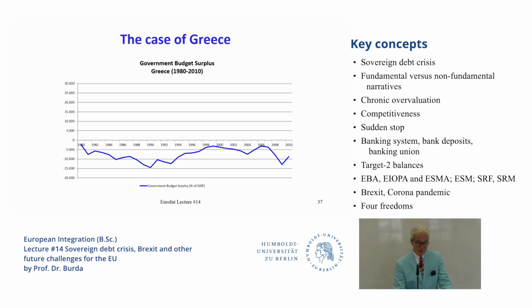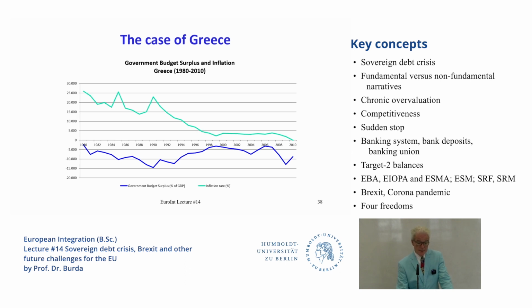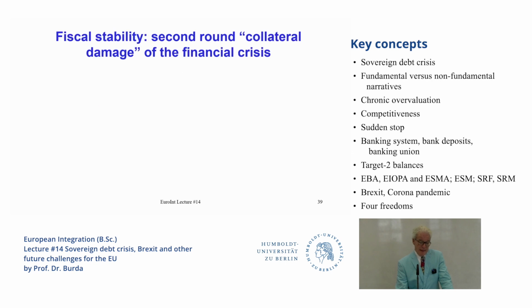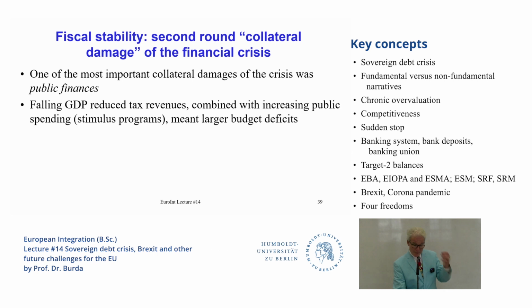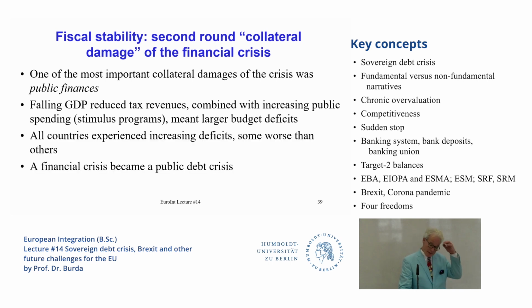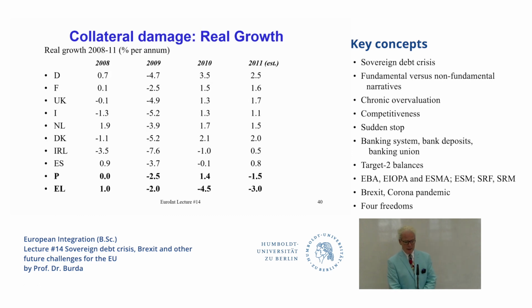The Greek headline budget surplus never came into balance, and the primary surplus didn't either. And you can see that inflation at the same time is falling. So the most important collateral damage of this crisis was that falling GDP meant lower tax revenues, and increasing spending to help people in need and to stimulate demand meant that budget deficits were even larger. And as a result, this financial crisis became a public debt crisis, which became a banking crisis, which became a further public debt crisis.